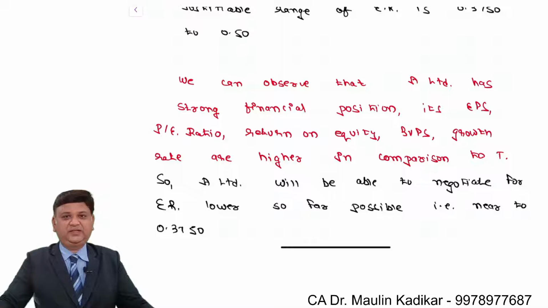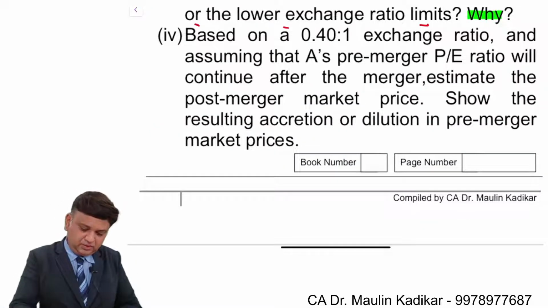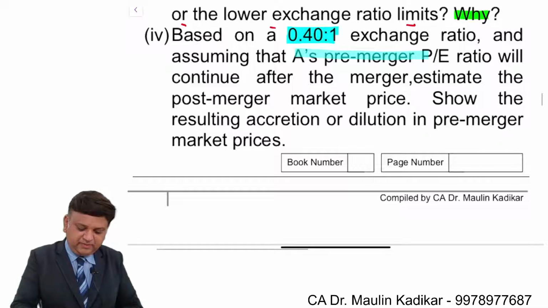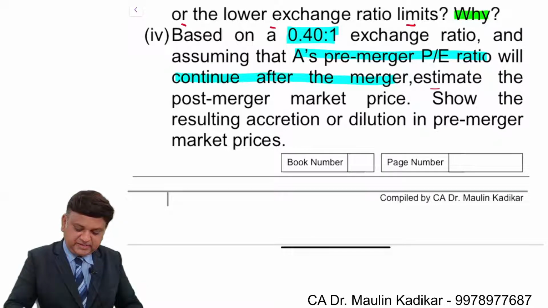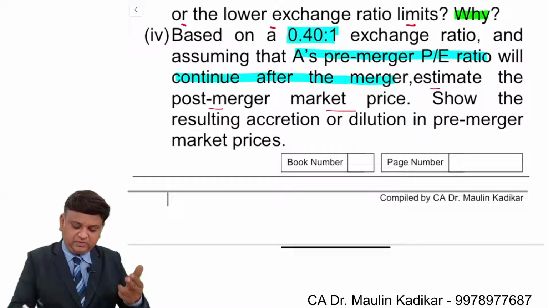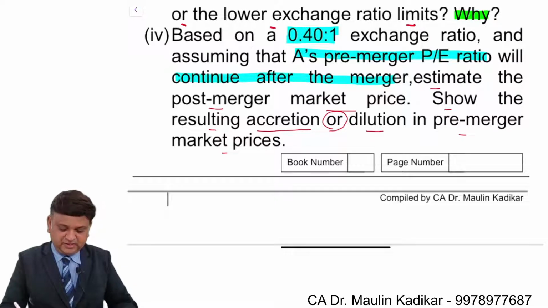This is what we understand. Fourth part of the question, based on 0.4 is to 1 exchange ratio and assuming A Limited's pre-merger price earning ratio will continue after the merger. Question number 1, estimate post-merger market price of the share. Question number 2, show the resulting appreciation, that is increase, or dilution, that is decrease, in the pre-merger market prices.